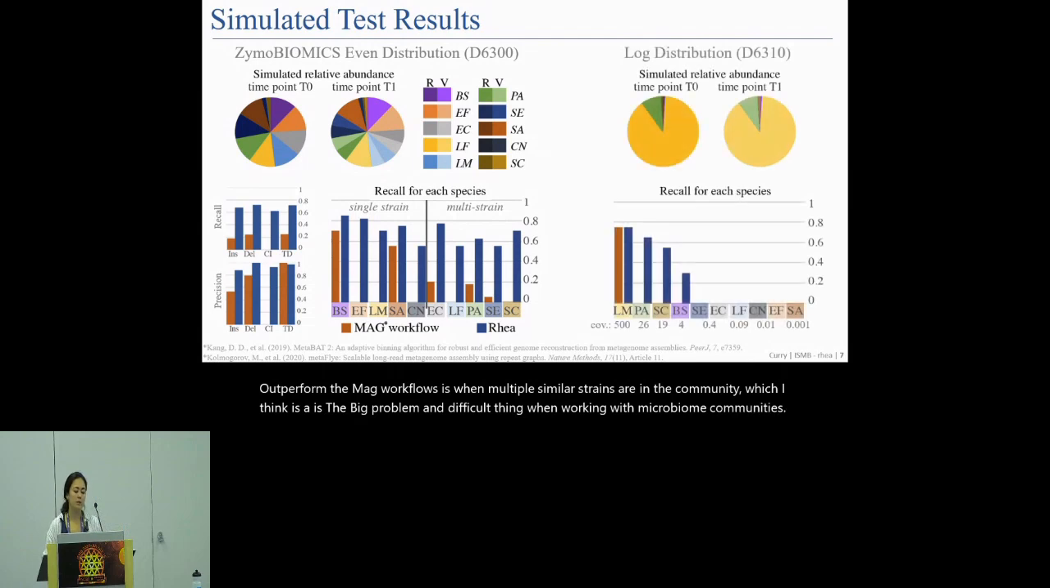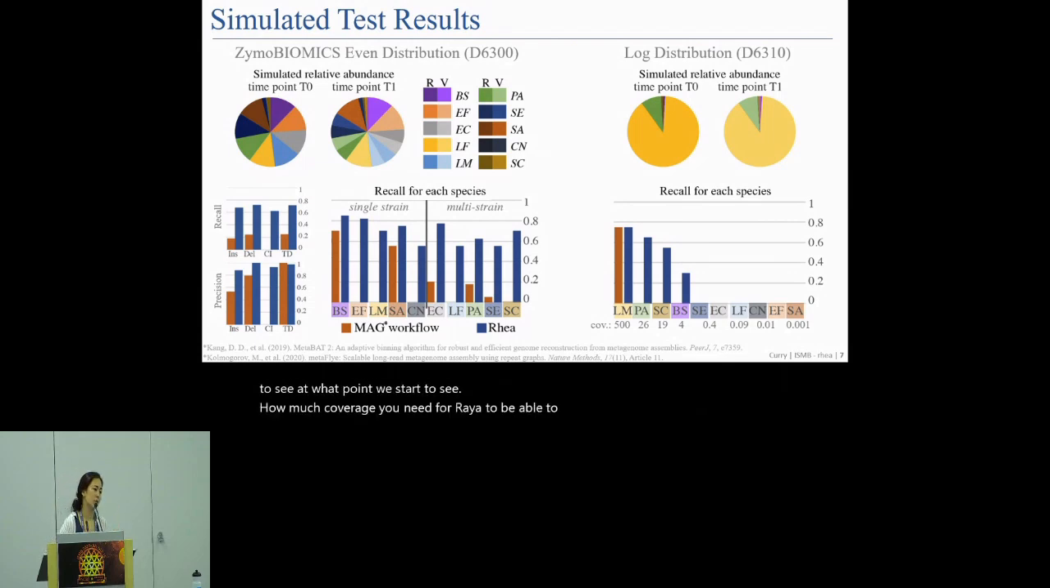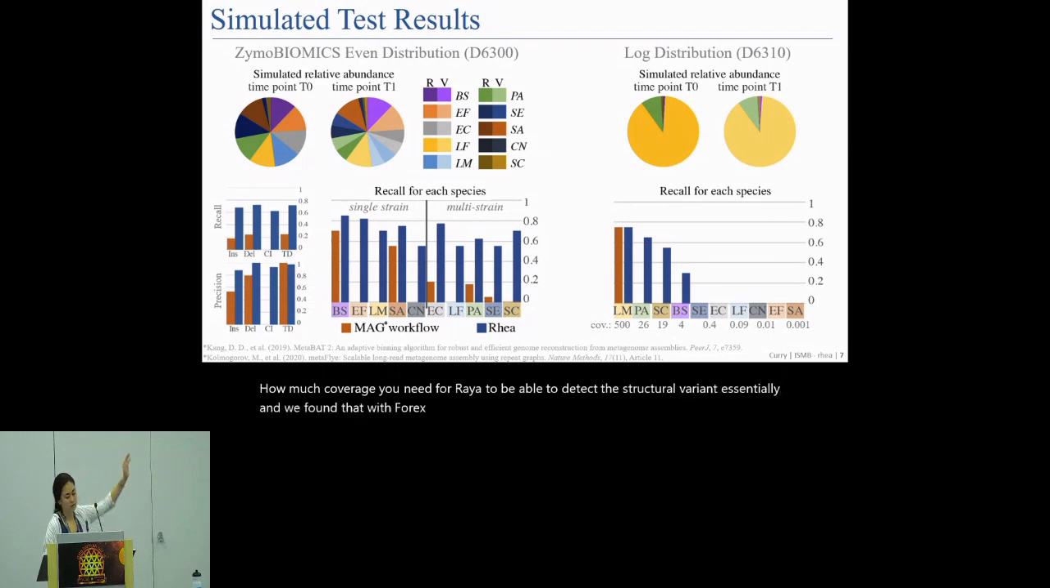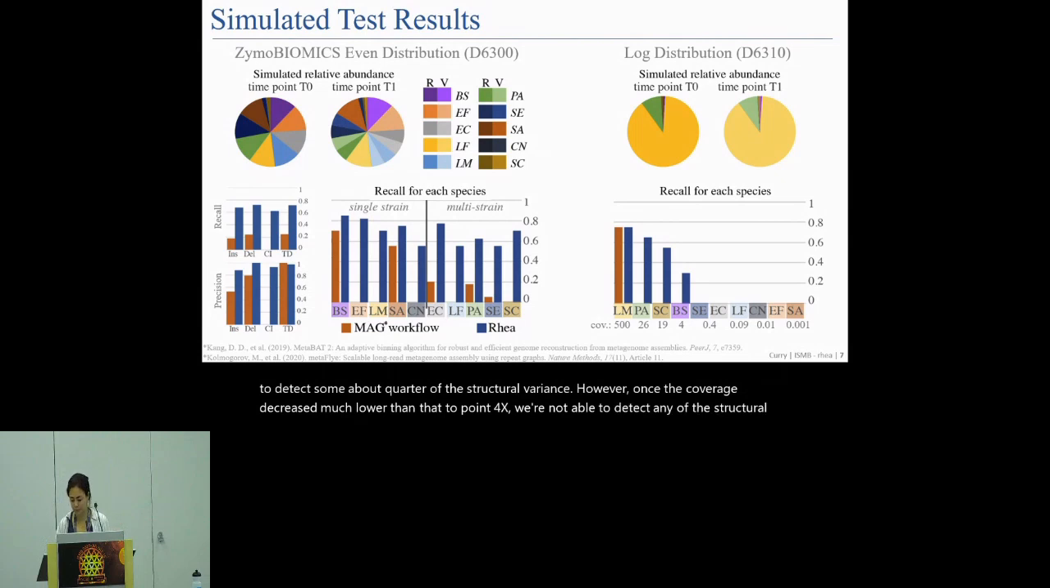We also did a log distribution. This was a similar test, but for a very different reason. This was to see at what point we start to see how much coverage you need for Rhea to be able to detect the structural variant, essentially. And we found that with 4x coverage, which was in this Bacillus subtilis species, Rhea was still able to detect about a quarter of the structural variants. However, once the coverage decreased much lower than that to 0.4x, we're not able to detect any of the structural variants.